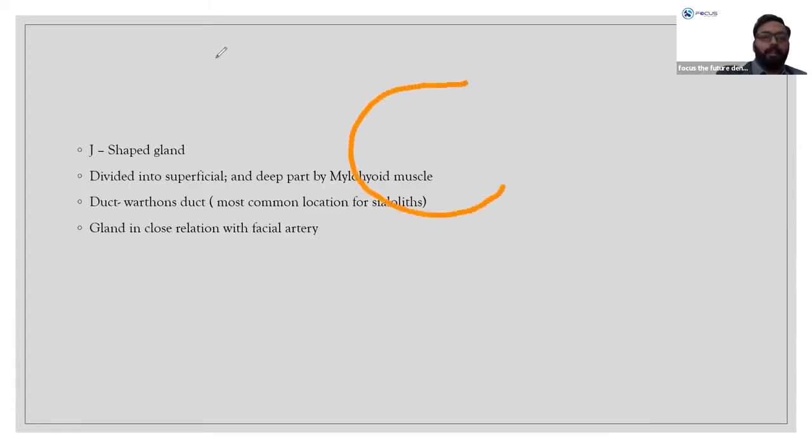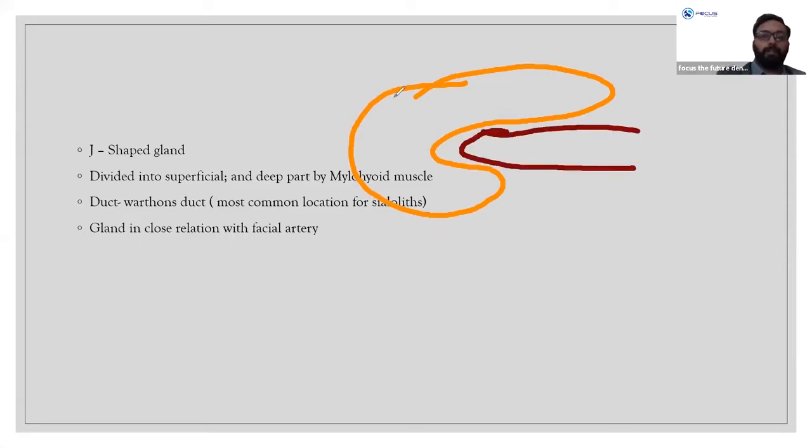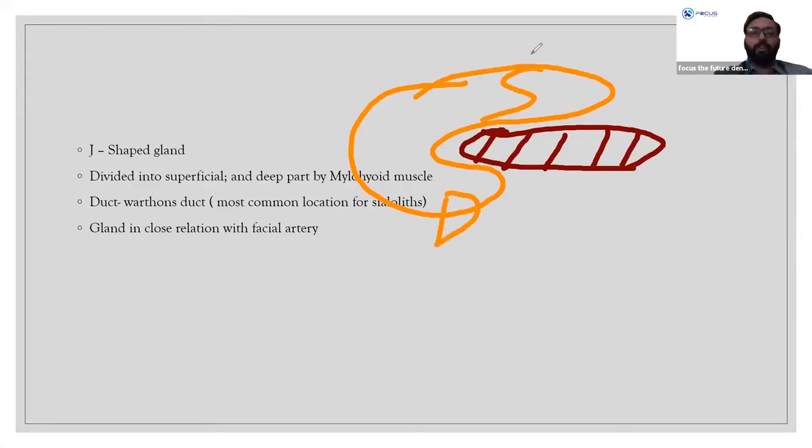This will be a picture of the mylohyoid. Sorry, a picture of your submandibular gland, and this will be a picture of the mylohyoid muscle. So the gland is being divided by this particular muscle into a deep part and a superficial part. When you look from above, the gland looks like a J.